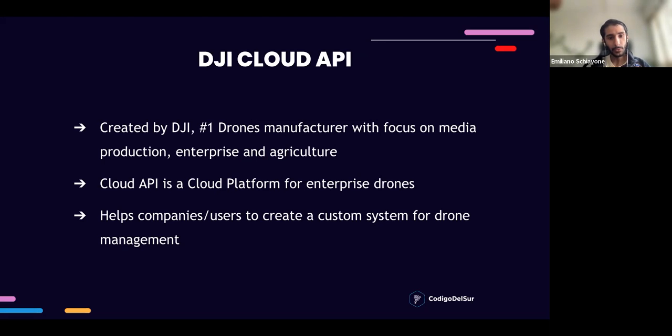In this case, they introduced the Cloud API, which is a cloud platform for enterprise drones. The Cloud API focuses on enterprise drones and not on another kind of drones, like those for agriculture or the one that you can have in your home. And Cloud API helps companies and users to create a custom system for drone management. So using Cloud API, you can build a solution for some problem that you have and you want to get a solution using drones. And you can also have a platform to do that.